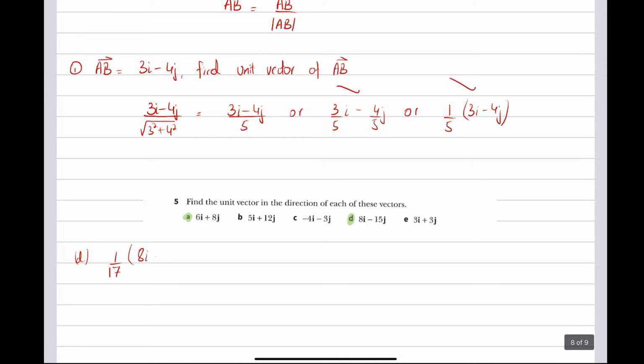Bracket 8i minus 15j. Okay, anyone who would like to give me the answer to Part A? It's pretty easy. 1 upon 10 bracket 6i plus 8j. Yep. Okay, great.